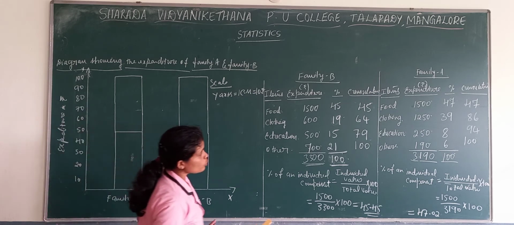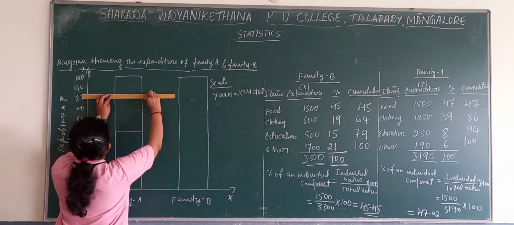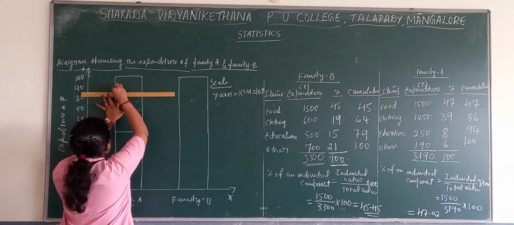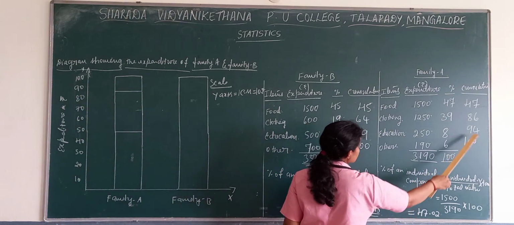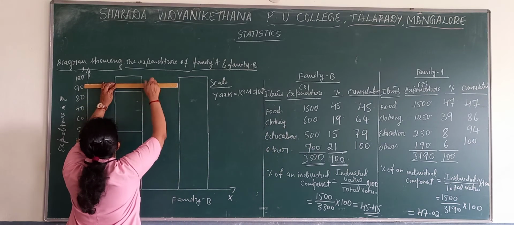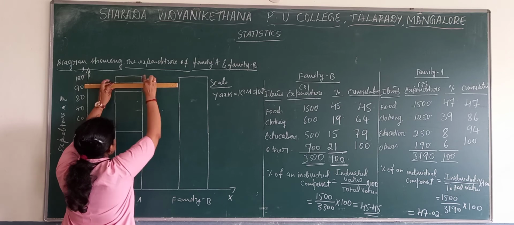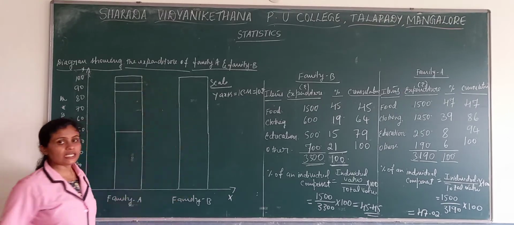That is food. Next, clothing comes 86. And here education comes 94. Then the last one is others. This is with family A.